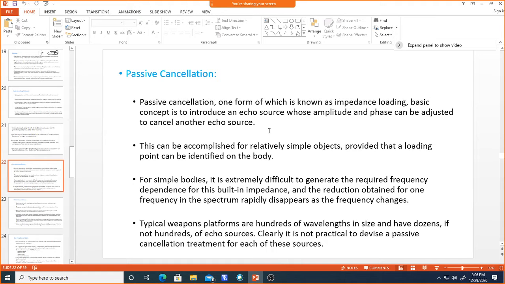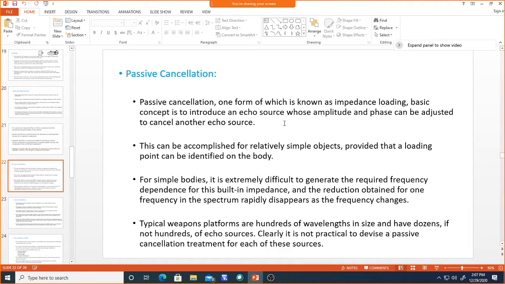Since we have multiple pulse transmissions and multiple echoes, whatever echo is received, we need to read its phase and amplitude, and we can cancel it by adjusting the phase and amplitude of one echo source compared to the other. By doing this, we can cancel the reflections received from the target and reduce the radar cross section.